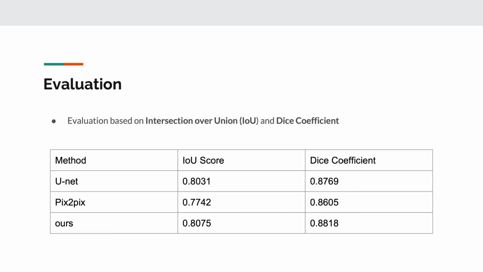We evaluate our pipeline using two commonly used segmentation metrics, namely intersection over union and Dice coefficient. As shown in this table, our method outperformed other segmentation pipelines such as UNet and Pix2Pix, demonstrating the effectiveness of our pipeline.